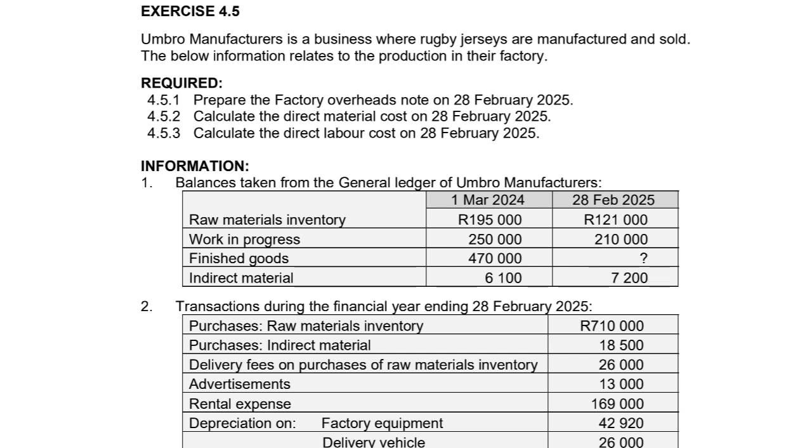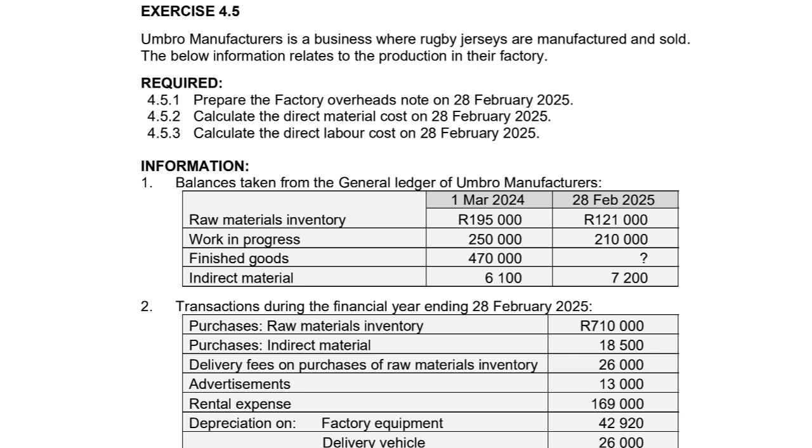Exercise 4.5. Umbro manufactures rugby jerseys, which are manufactured and sold. The below information relates to the production in their factory. Required: 4.5.1, we've got to prepare the factory overheads note. 4.5.2, we've got to calculate the direct material cost. And 4.5.3, we have to calculate the direct labor cost on 28 February 2025.